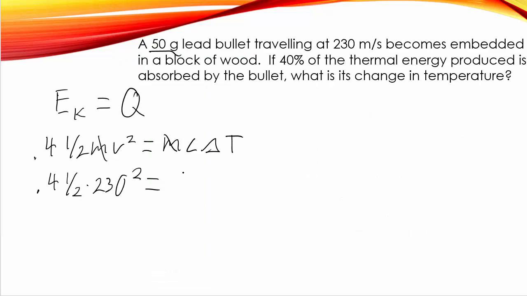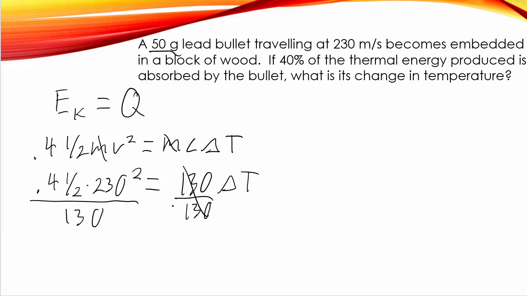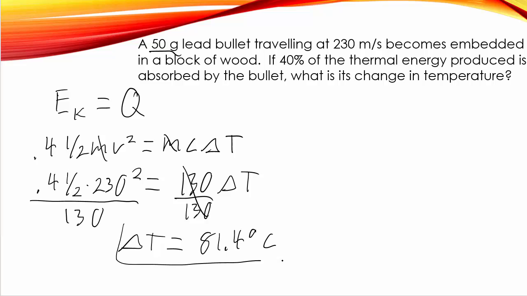So 130, and we want to find the change in temperature of the bullet. So we just divide both sides by 130. Plug this into our calculator, and we get a change in temperature of 81.4 degrees Celsius. So when you shoot bullets into things, they do heat up quite significantly.